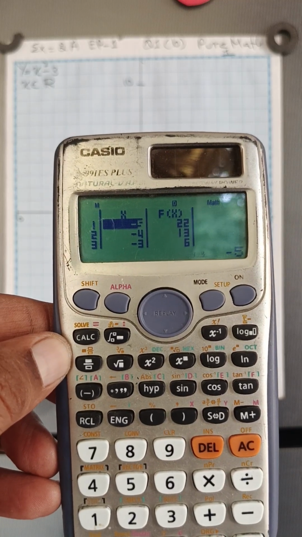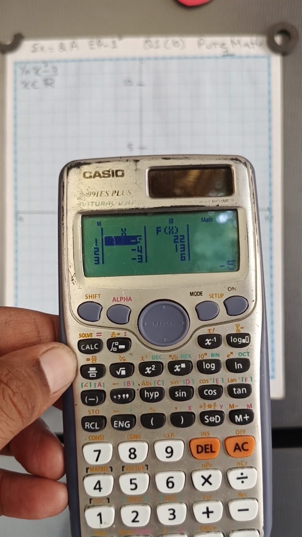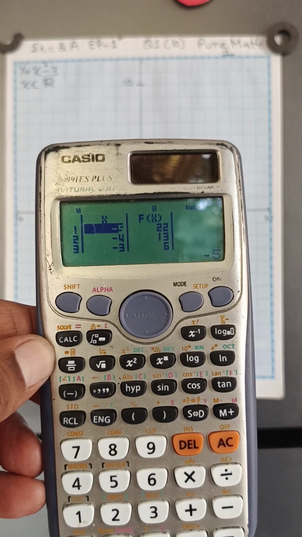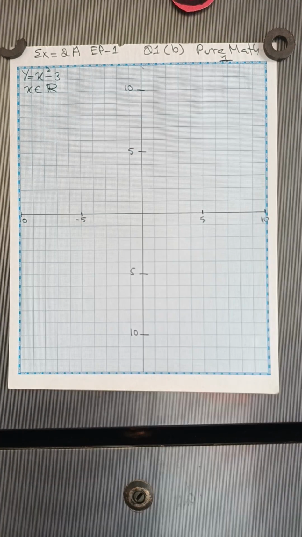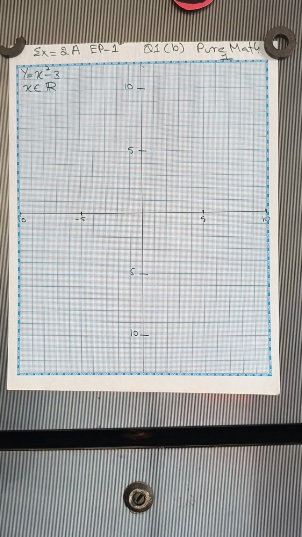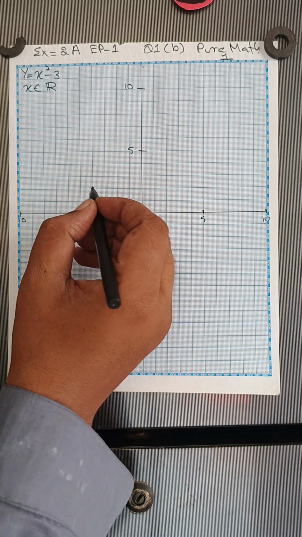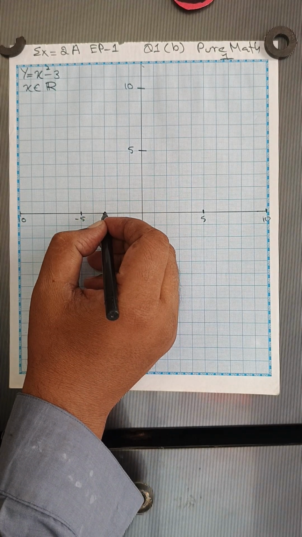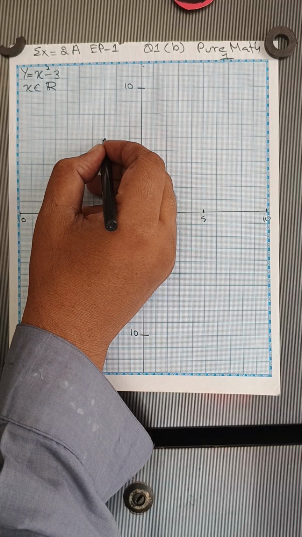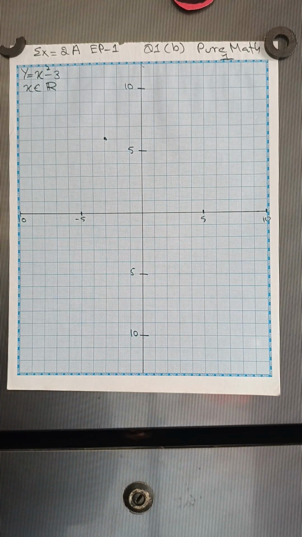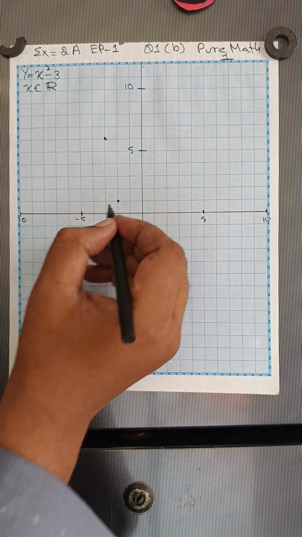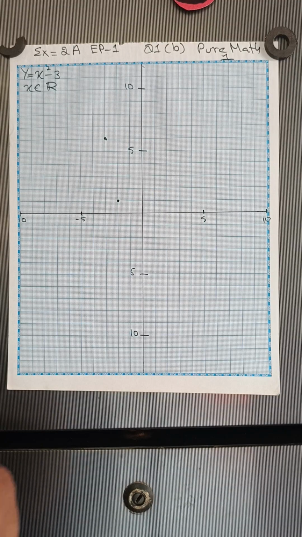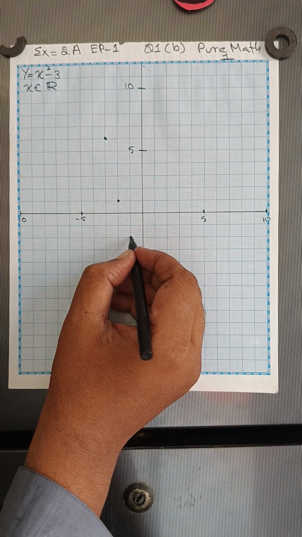Okay, so for example, at minus 5 the value will be 22, at minus 4 the value will be 13, at minus 3 the value will be 6. Okay, so I can plot this. At minus 3 the value is 6. At minus 2 the value is 1. Okay, at minus 1 the value is minus 2.